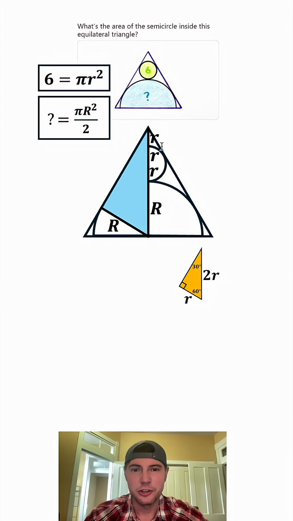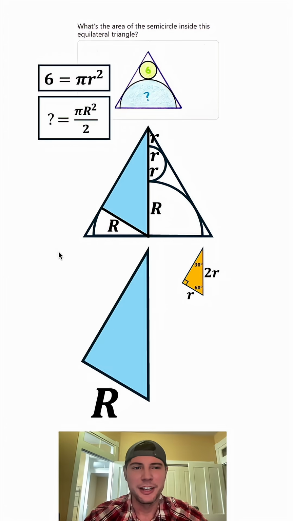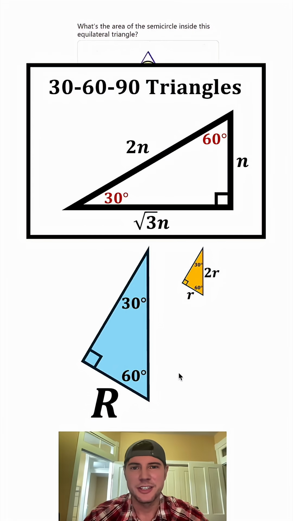Next, let's focus on this larger triangle. And let's zoom in on it. It will also be 30 degrees up here. And for the same reason, this angle will also be 90 degrees. And the remaining angle will be 60. So this is another 30, 60, 90, where the hypotenuse is twice the length of the smaller side.